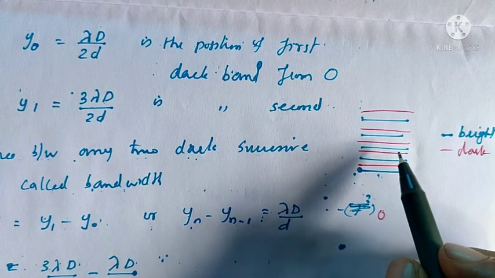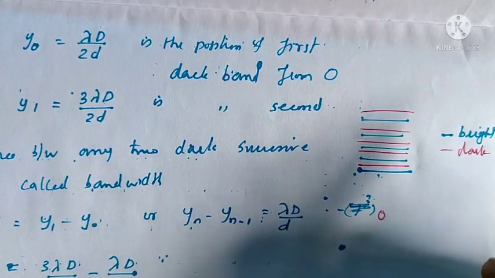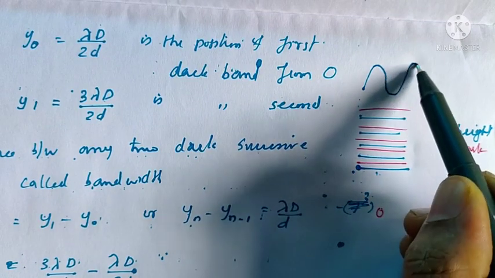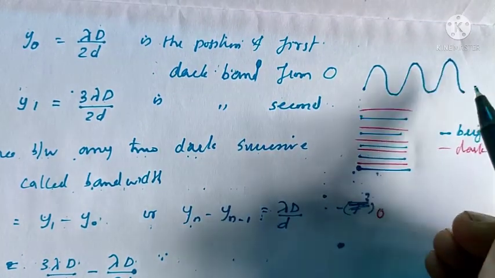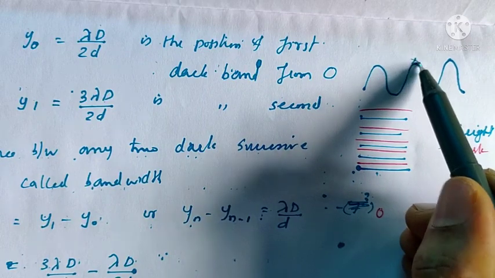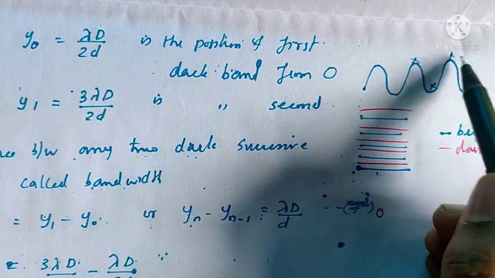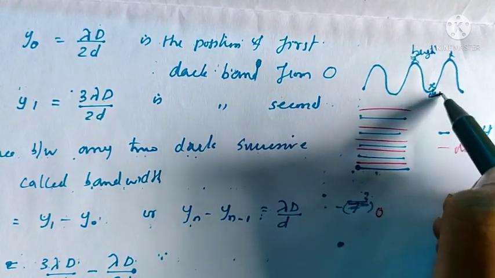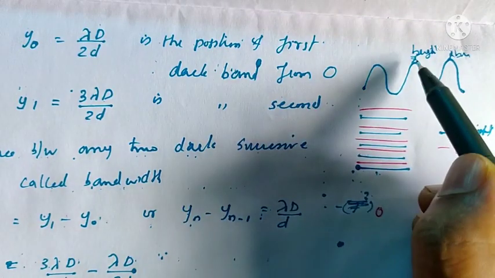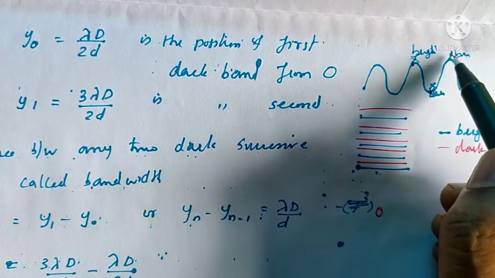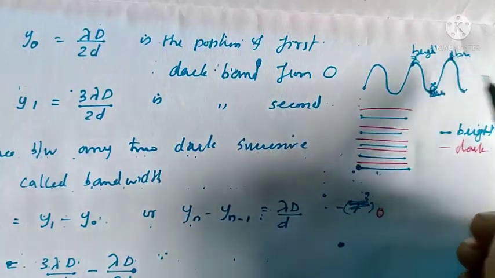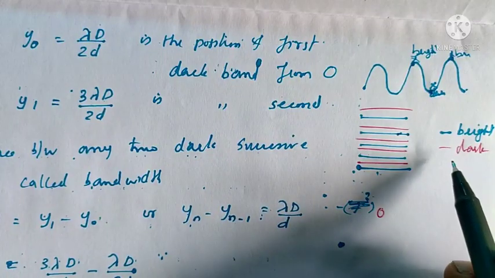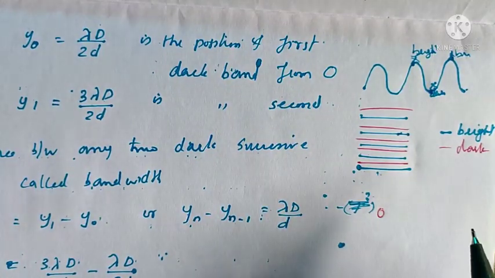You know why these alternate bright and dark fringes are obtained here. We have seen the intensity distribution curve like this. The intensity distribution of the interference pattern is like this. This is a bright point, this is a dark point, this is a bright point. This is constructive interference, this is destructive interference, constructive, destructive interference, etc. So we'll get alternate bright and dark fringes on the screen after superposition, or after interference. Okay.